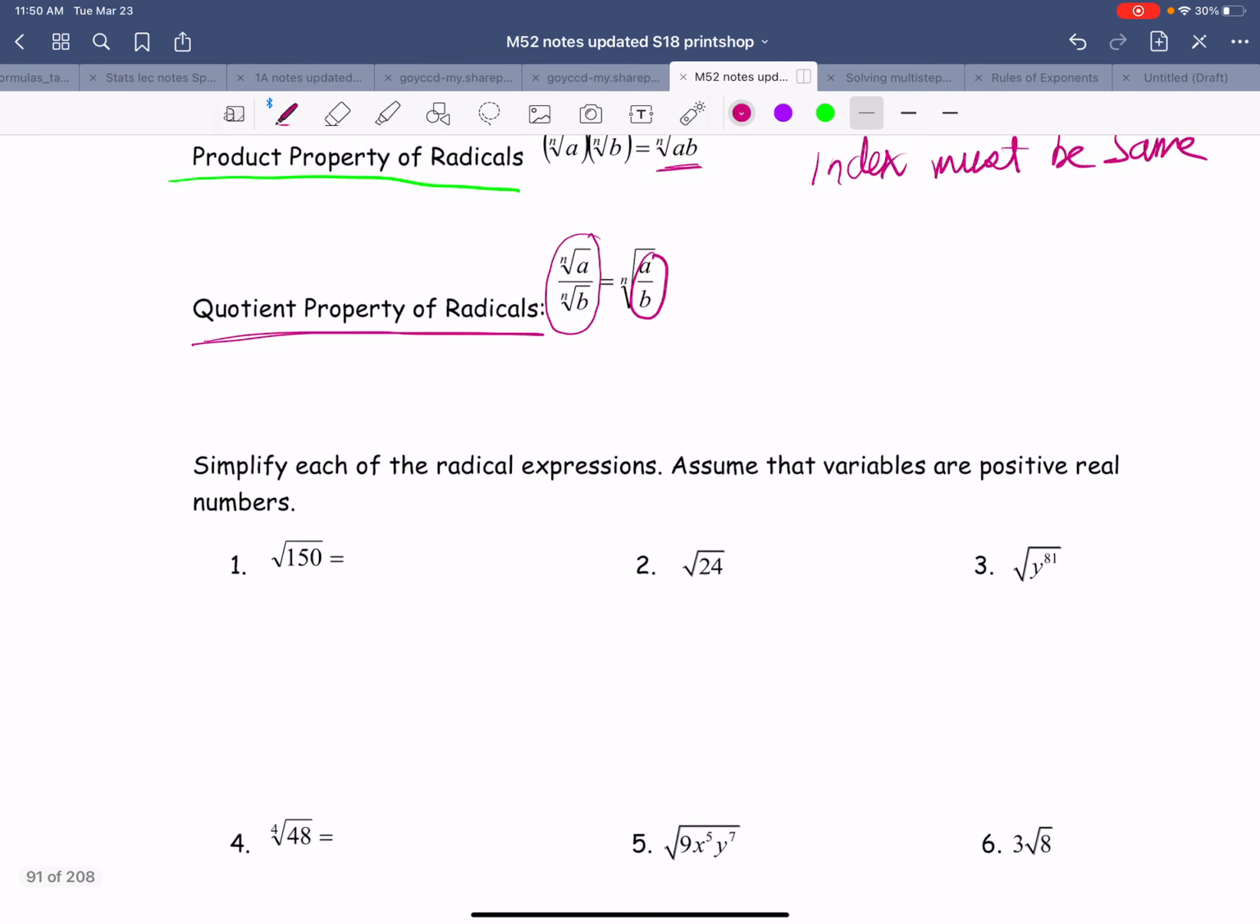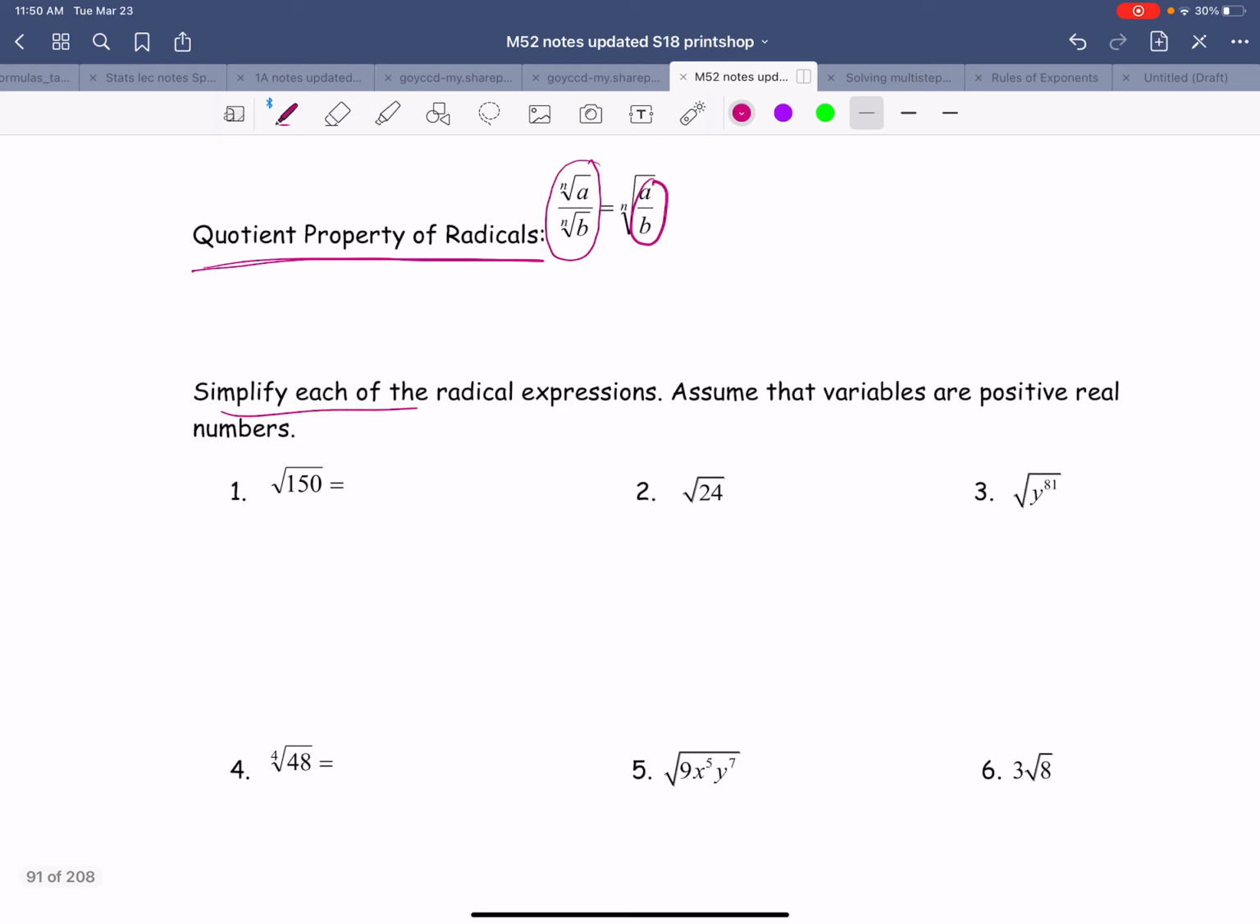Let's see some examples. Simplify each of the radical expressions. Assume the variables are positive real numbers. Remember, we talked about if variables can be positive or negative, we have to worry about absolute value signs, because we want to make sure the answer to a square root or any even root is positive only. We don't have that worry here because we are told the variables are positive real numbers.